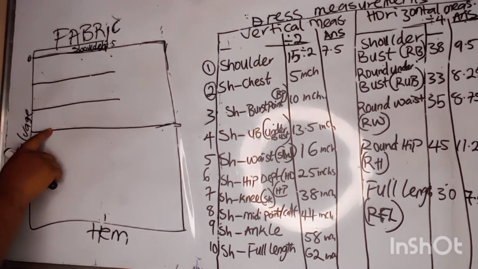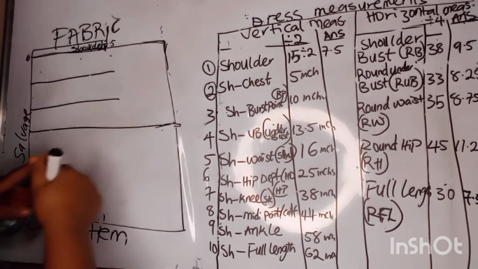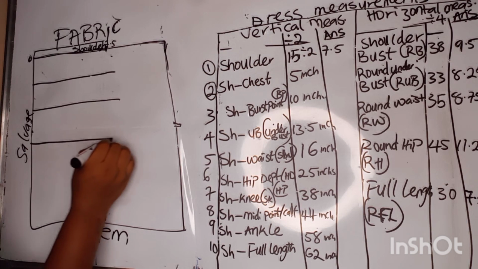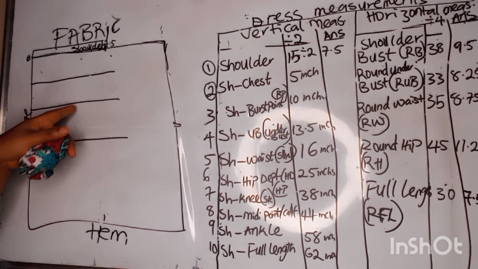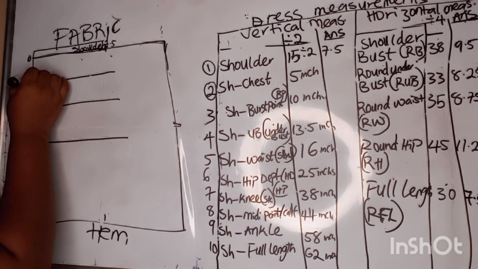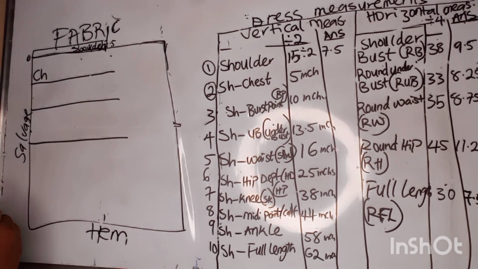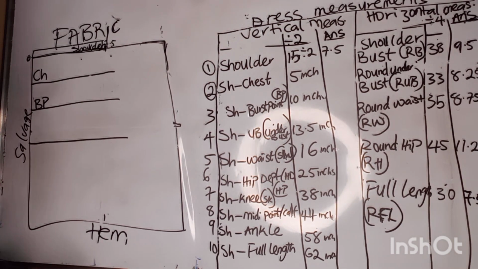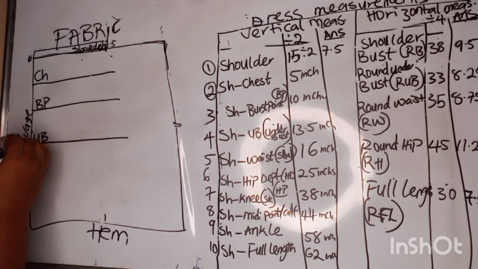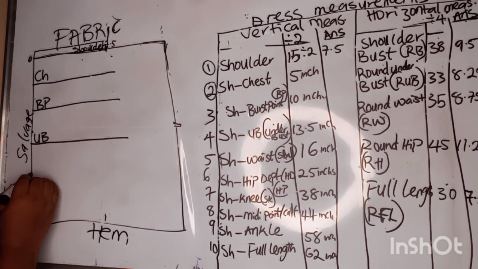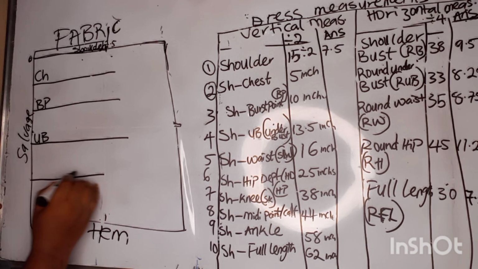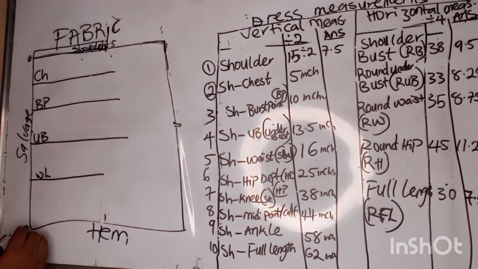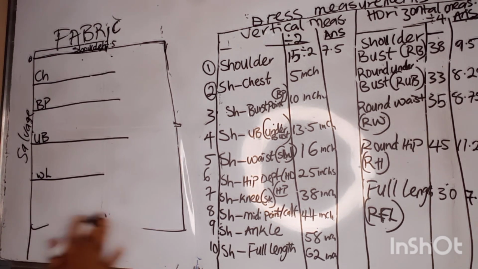So the next vertical line that we have here is shoulder to under bust, which I would be forced to erase because it has to come a little bit downward from where we have our bust point. So we're going to label it. This is the CH, which represents the chest line, and this is the BP, which represents the bust point, and then we have the UB, which represents the under bust, and then the next line is the waist line, the WL, and then the next thing that we will have here would be our hip depth.